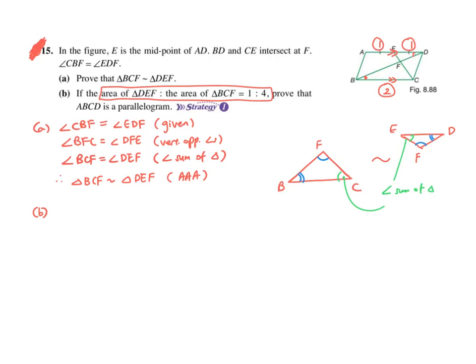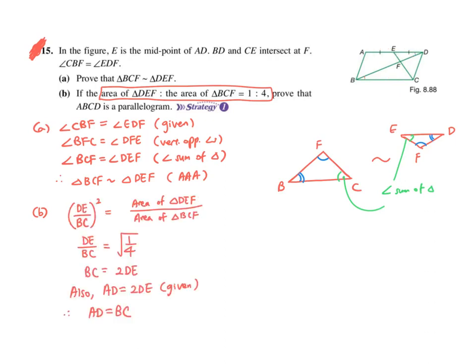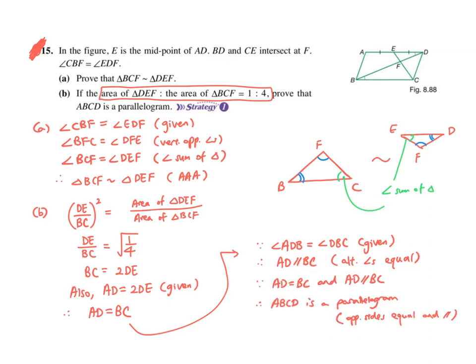How I present, I show you now. Okay, so the first part is to show that BC equals 2DE using the area ratio. Also AD equals 2DE given, then you can claim AD equals BC. Next, we try to prove that AD is parallel to BC. We use alternate angles equal to show that AD is parallel to BC. So combining these two conditions, you can show ABCD is a parallelogram, opposite sides equal and parallel.